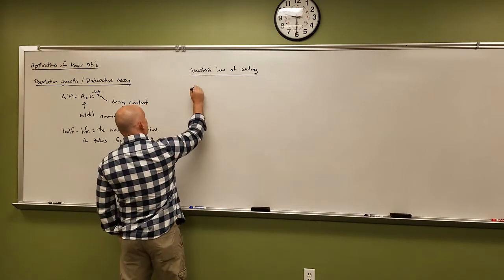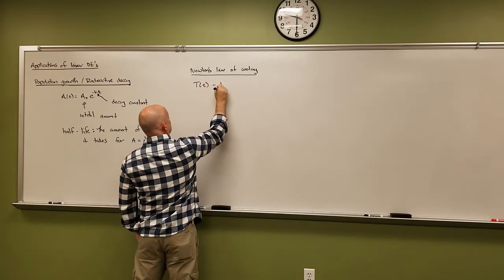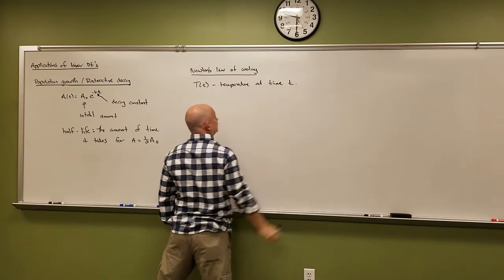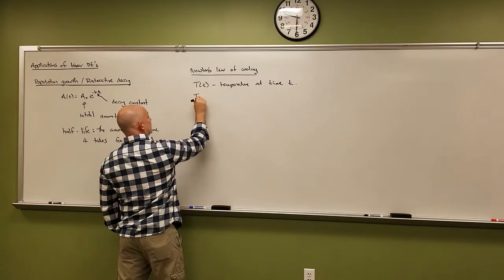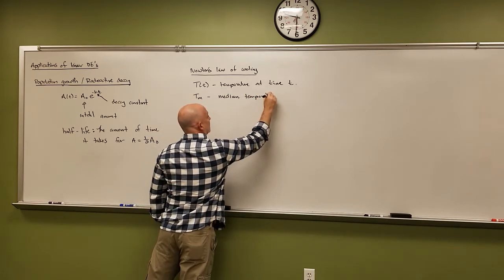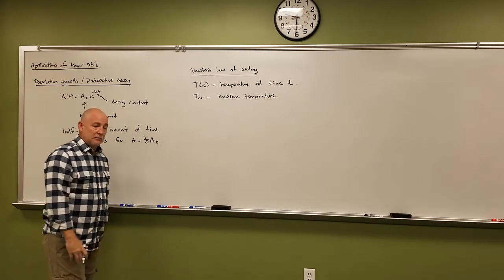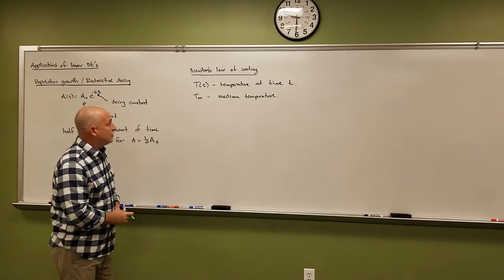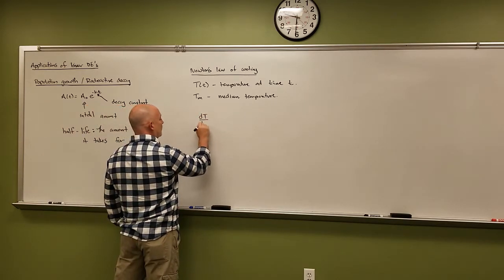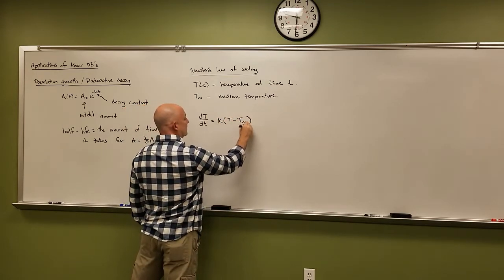So let's let T be the temperature at time t. Let's let T sub m be the medium temperature. That's basically the temperature of the environment that you're putting the object into. Well, does it make sense that the rate the temperature is going to change over time is going to be directly proportional to the difference in the temperature?